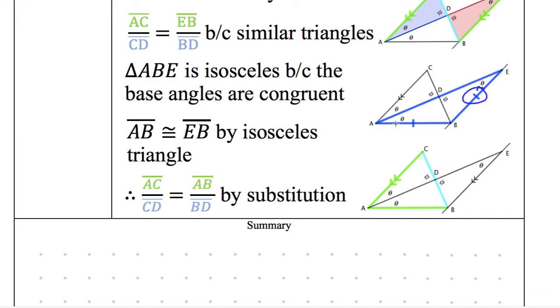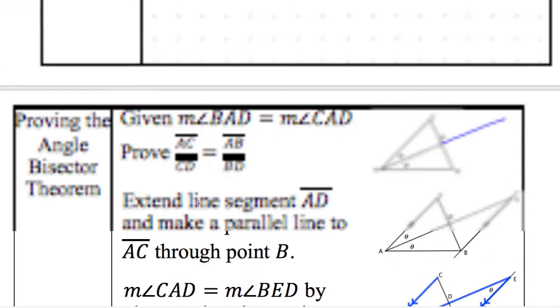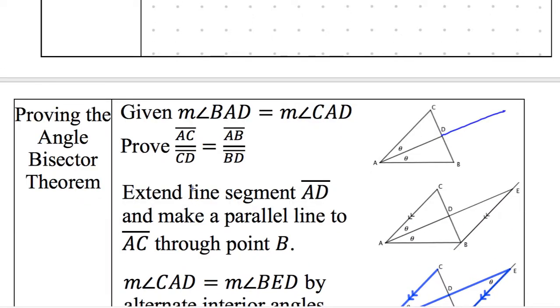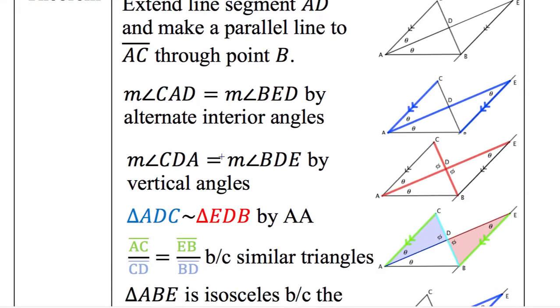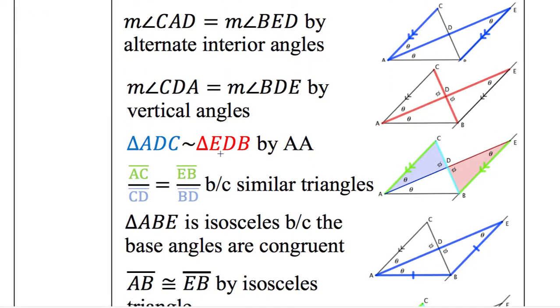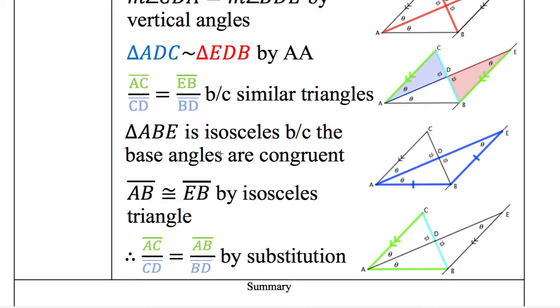Therefore, since this length and this length are the same, I can now change EB to AB, since AB and EB are the same, and thus I have proven AC over CD equals AB over BD. There's a proof. Oscar, are you okay? No? I can come talk to you after the lesson if you want. But there is your proof of the angle bisector theorem.